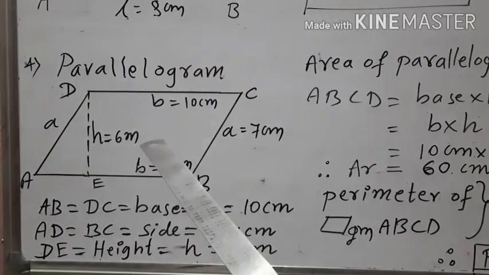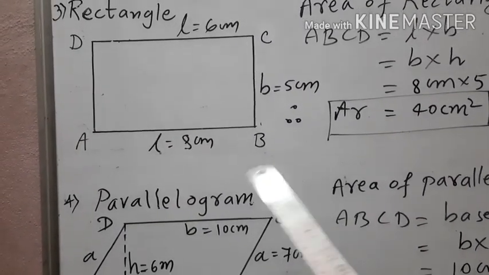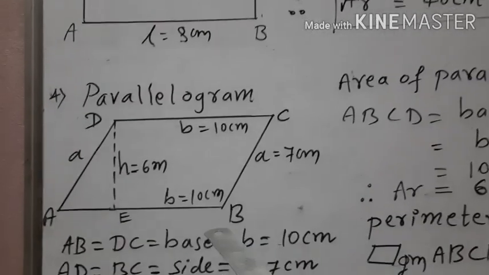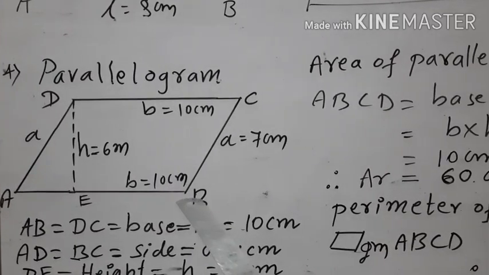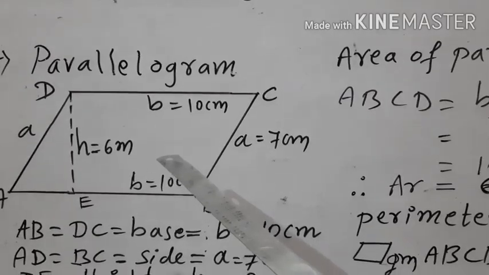Okay. In a rectangle the diagonals are equal and each interior angle is 90 degree. But in parallelogram the diagonals are not equal and none of the 4 interior angles is 90 degree.